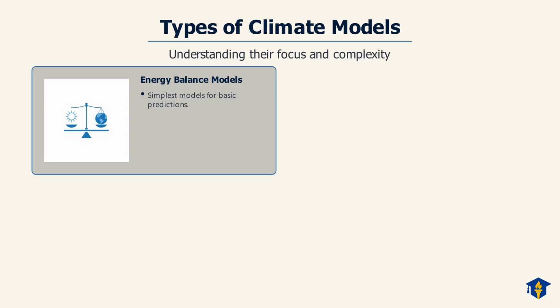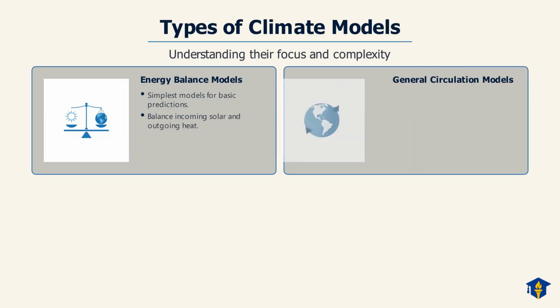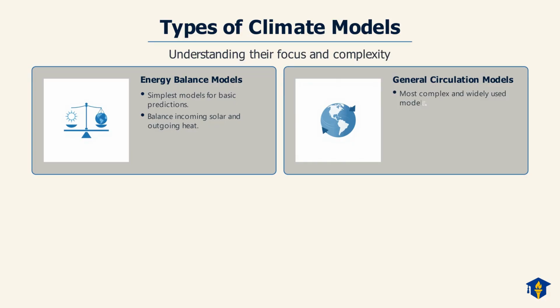These models are primarily used for making very basic and fundamental predictions about the global climate system. They work by balancing the incoming solar radiation with the outgoing heat energy from our planet. Next, we encounter general circulation models, which are significantly more intricate and widely applied today. Indeed, these are the most complex and frequently utilized models for comprehensive climate analysis and forecasting.